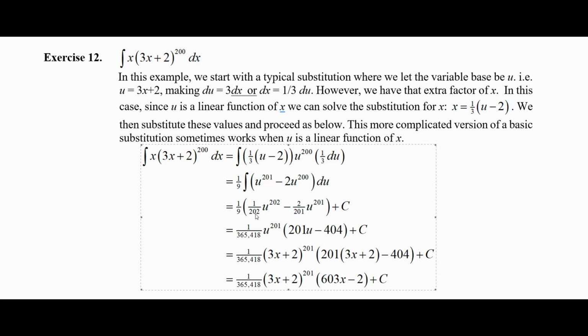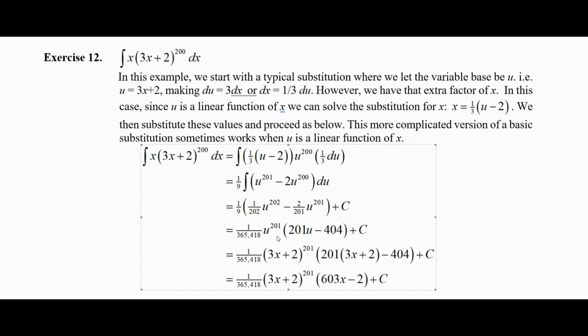So I'm going to factor out a 1 over 201 and a 1 over 202 to get rid of the denominator here. So it's sort of like getting a common denominator. So 202 times 201 times 9 is what gives you this bottom here, 365,418. So that's out front. And the smaller of the two powers is 201, so I can factor out a u to the 201.